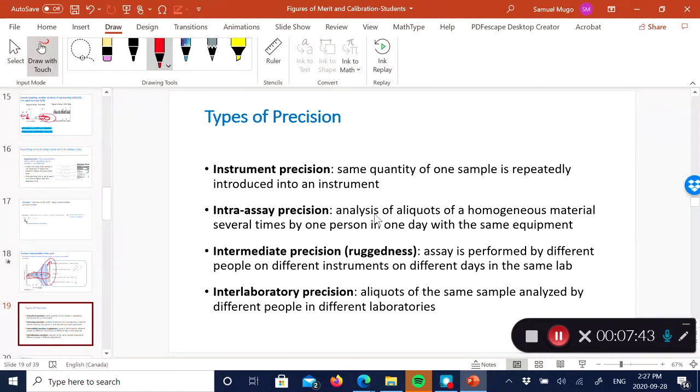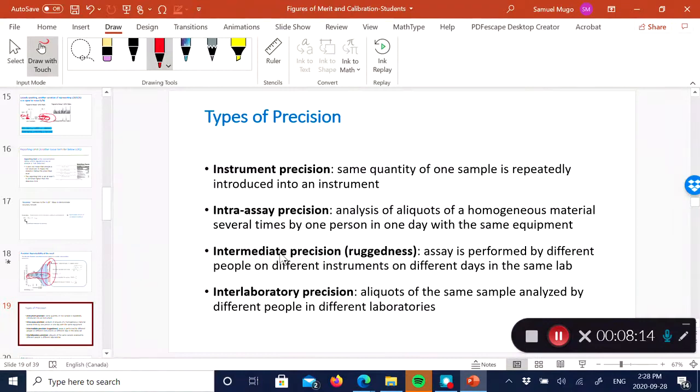And so this refers to a situation when you analyze the aliquot of a homogeneous material several times, by the same technician, in one day, using the same equipment. So you can see it's not a very robust method of determining precision, because you take a homogeneous sample and then you run it many times on a single day using the same instrument.